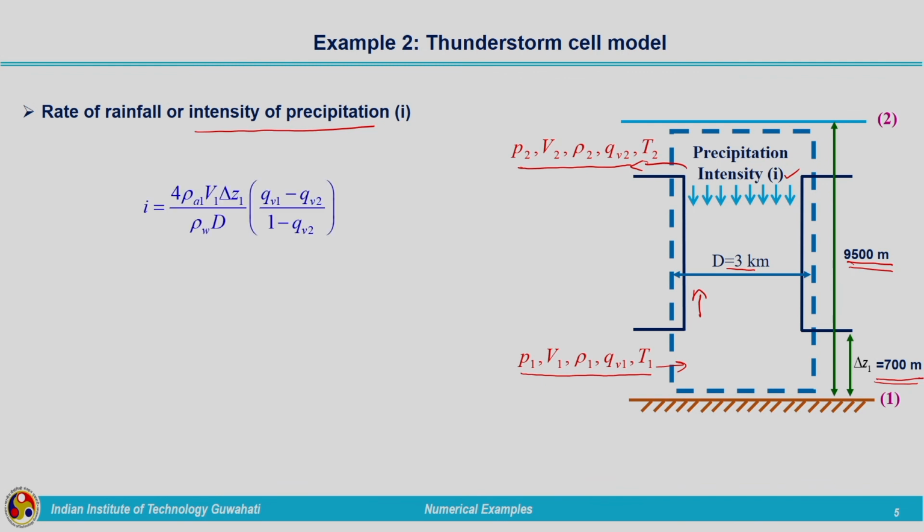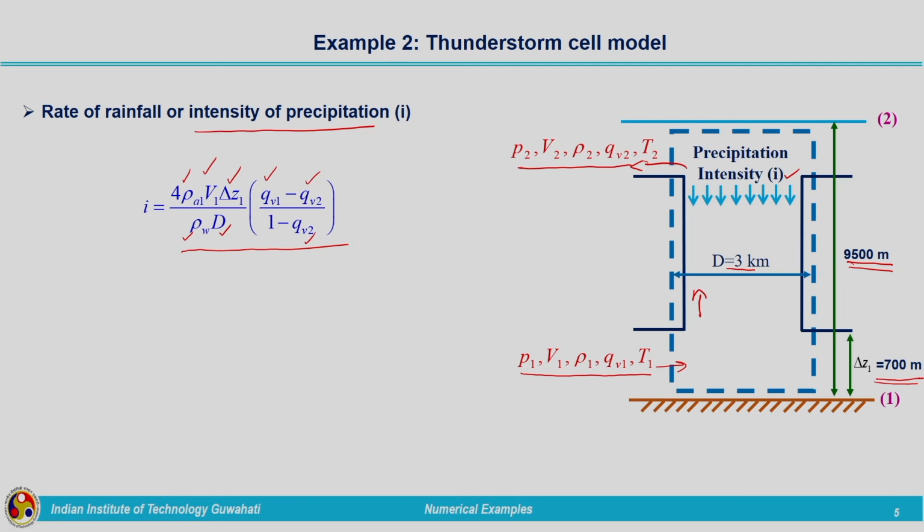It is given by the expression I equals 4 ρ A1 V1 delta Z1 divided by ρW D, multiplied by (QV1 minus QV2) divided by (1 minus QV2). This equation we have already derived under the section on the thunderstorm cell model. Now, in this case, what needs to be calculated? We have the diameter of the cell, ρW we know, wind velocity we know, delta Z1 we know. We need to calculate the density of air and the specific humidity at section 1 and section 2.